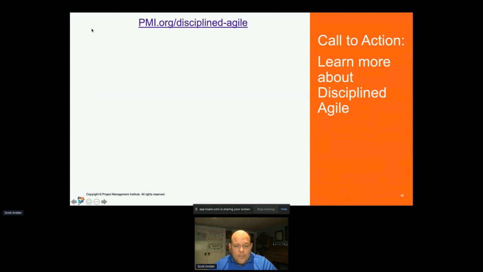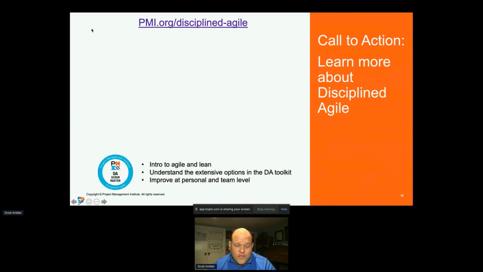Just to wrap up before I go to questions, how do you learn more about DA? Well, you can go to pmi.org, and we have an incredible amount of information freely available about DA. But we also offer training. Well, our training partners offer training. So we have Disciplined Agile Scrum Master training, an introduction to Agile and Lean, and an introduction to DA. So how do we improve? How do we learn to improve at the team level?